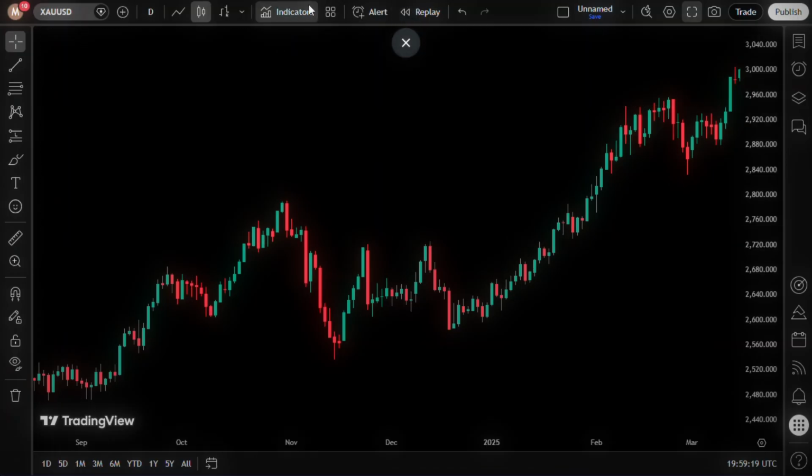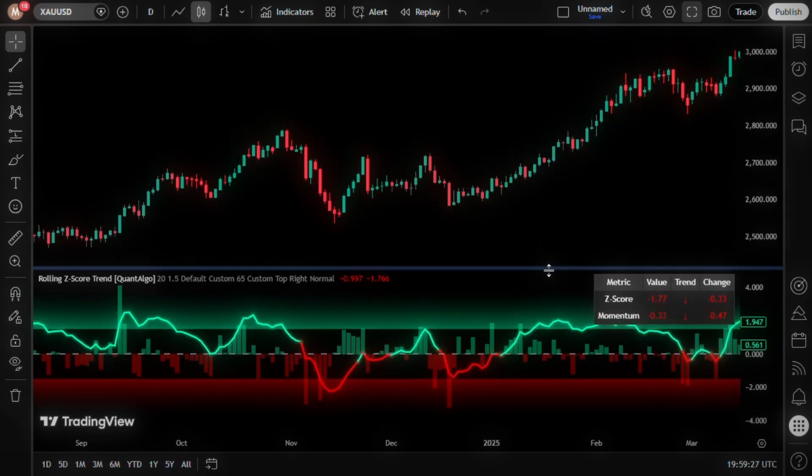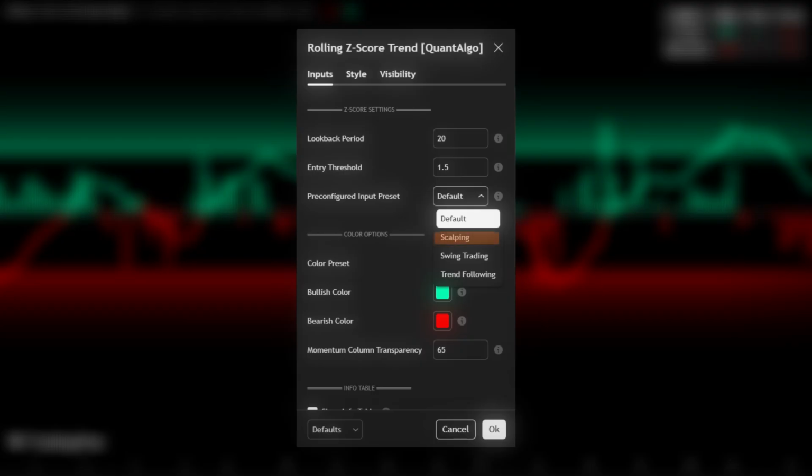Open TradingView, click Indicators, search Rolling Z-Score Trend QuantAlgo. Add it. Click the gear icon, pick your mode. Scalping for 1 to 15-minute charts. Swing for 1 hour to daily. Trend following for daily and weekly. The thresholds default to 1.5. Change them to 2.0 for fewer but higher quality signals. That is it. You are ready.